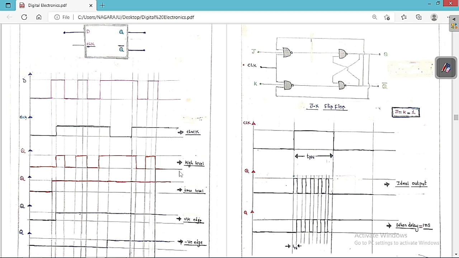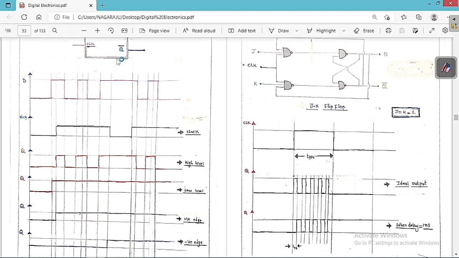Whenever this is going to act only for the high level triggering, high level triggering means whenever the clock is equal to 1, then whatever the input is going to pass through to the output. If the clock is equal to 0, it is going to stay in the memory state. So whatever the previous output, it is going to stay for the time.